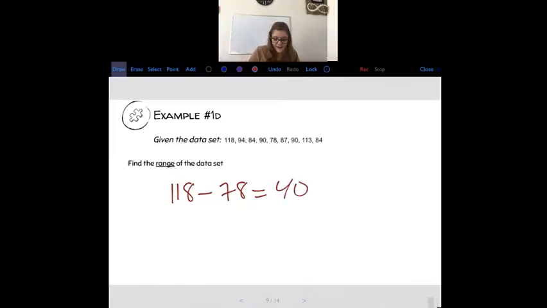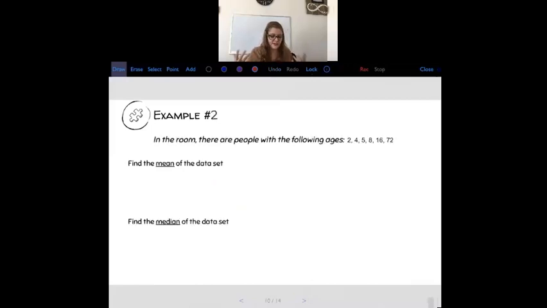Okay. In the next example, we're going to talk about the differences between mean and median, why one might be better to use over another, and how outliers affect those. So we have a data set. Let's say in the room there are people with the following ages: 2, 4, 5, 8, 16, and 72. Okay, so maybe a grandparent with their grandchildren.